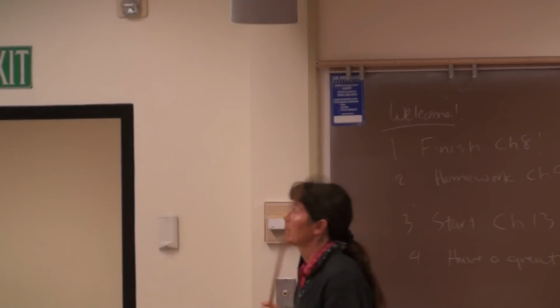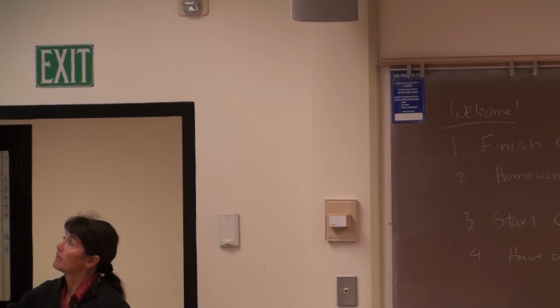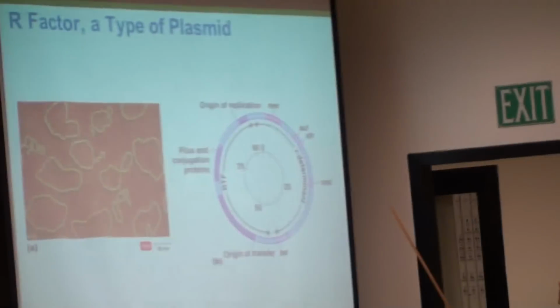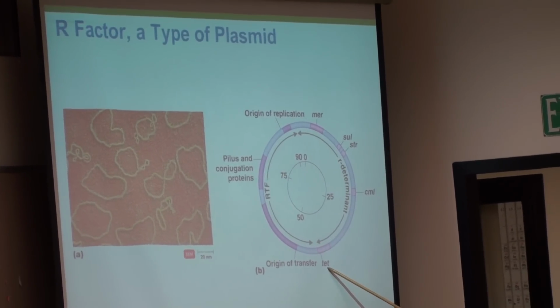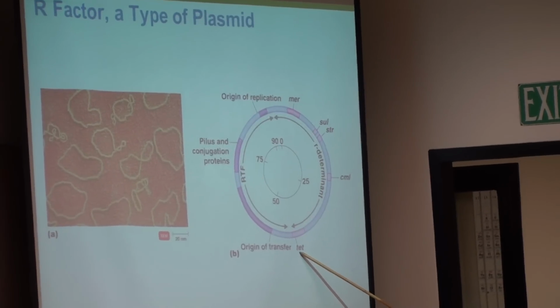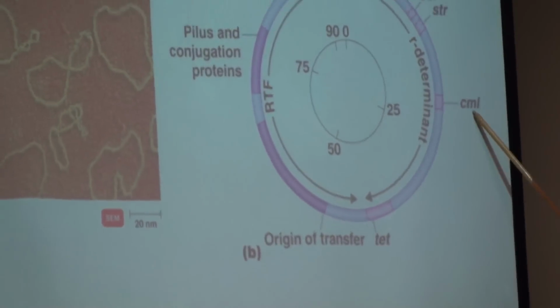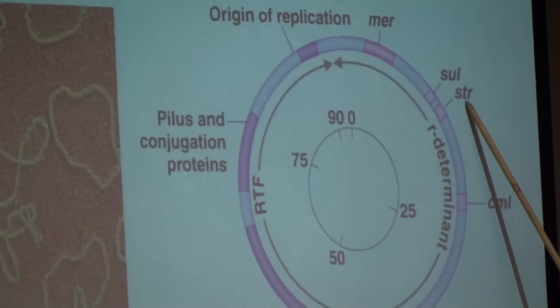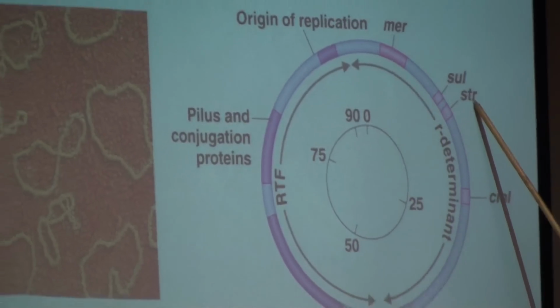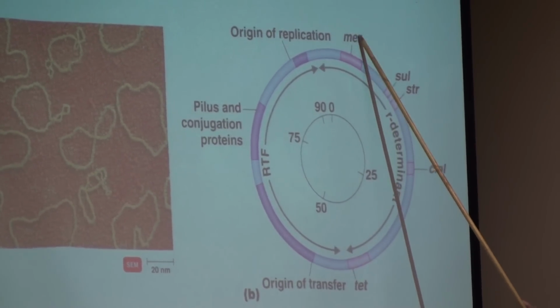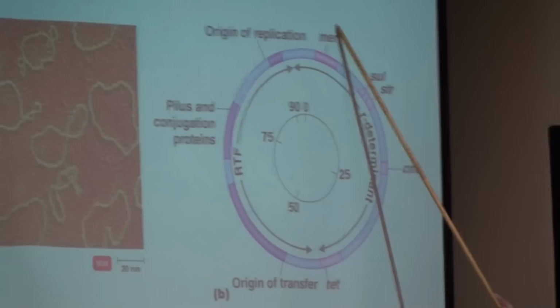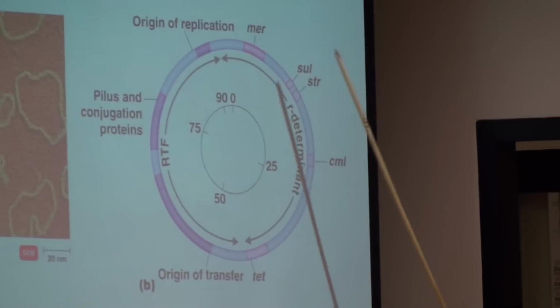So this is just an example of an R plasmid. We see here that these little abbreviations are the abbreviations for the antibiotic resistance genes. So here's a gene for tetracycline resistance, chloramphenicol resistance, streptomycin resistance, which is an aminoglycoside, sulfa drug resistance, and this is the mercury reductase, an example of resistance genes against one of the heavy metals.